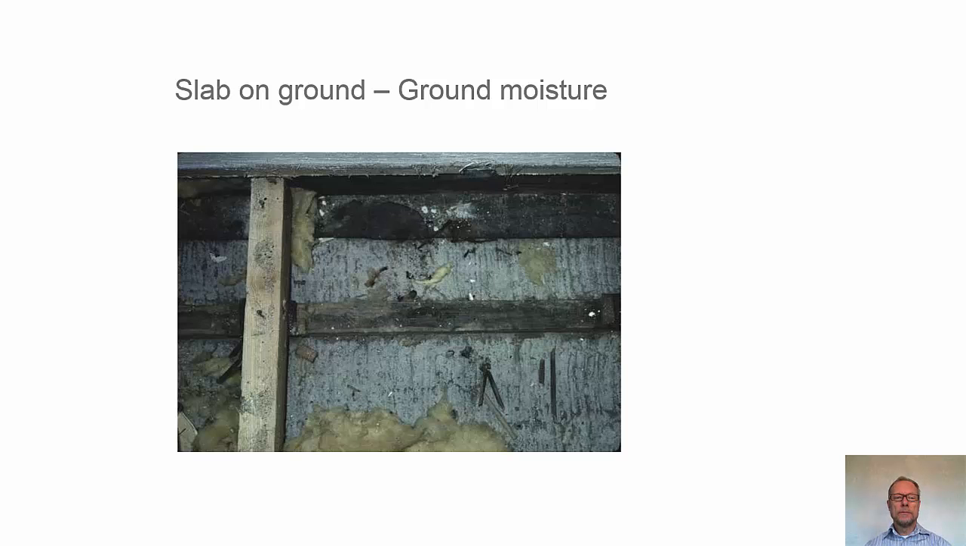Slab on ground started in the 50s in Sweden, and it was a kind of new design, and in the design phase the engineers forgot to design for the existence of ground moisture, and we have had a lot of problems with slab on ground, especially during the 70s. Today we can design slab on ground in a proper and good way by using thermal insulation underneath the concrete slab.